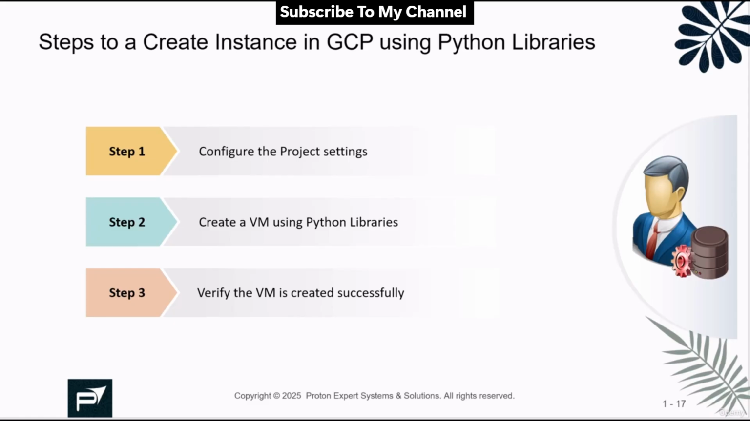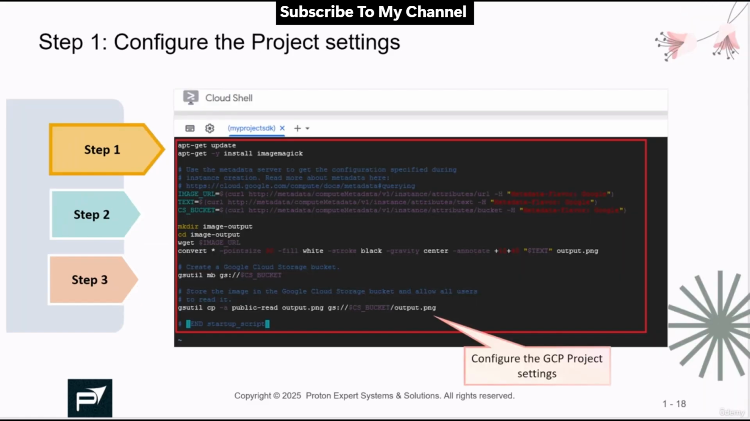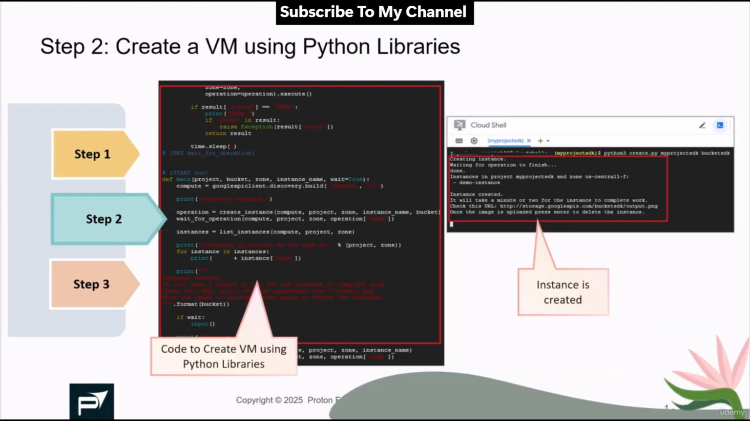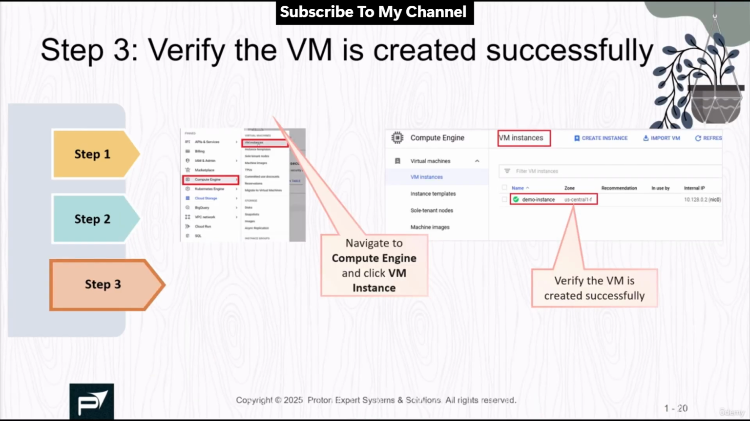After configuring the project settings, create a VM using Python libraries as highlighted in the slide. You can see the instance is created. Let's see the last step, that is, verify the VM is created successfully. Navigate to App Engine and click VM Instance and verify the VM instance is created successfully.